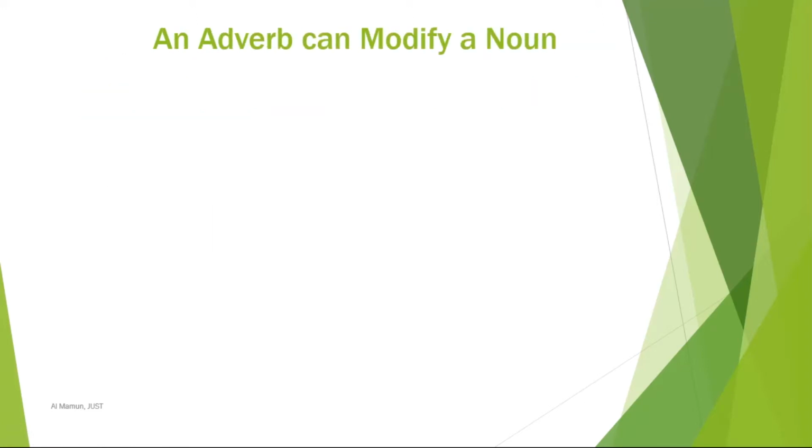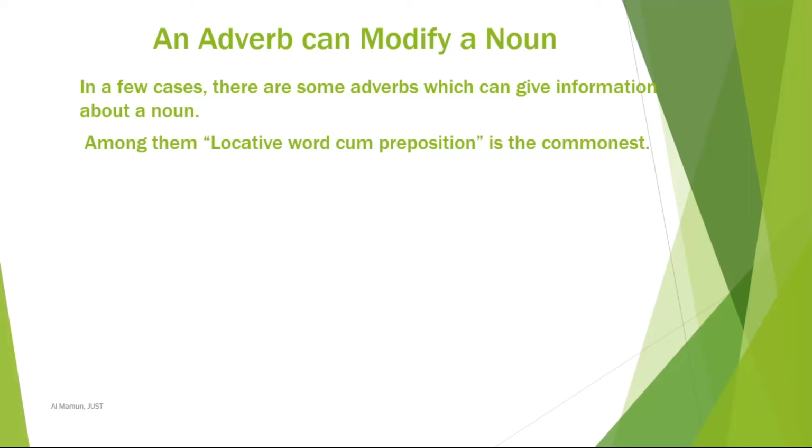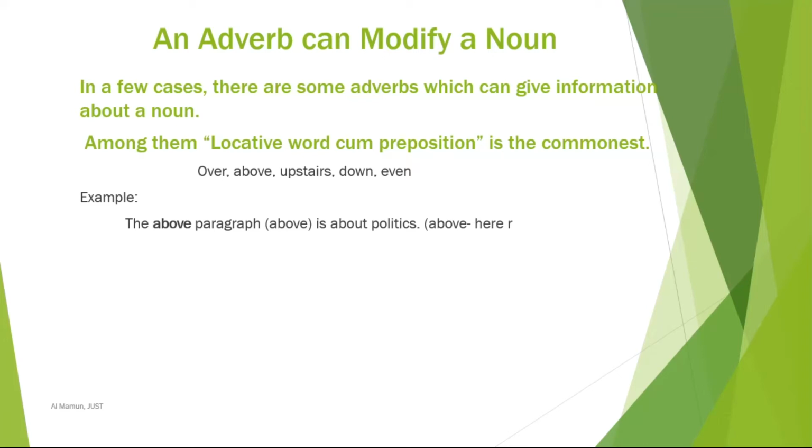Besides them, an adverb can modify a noun. In a few cases, there are some adverbs which can give information about a noun. Among them, locative word cum preposition is the commonest. Locative means referring to location. Over, above, upstairs, down, even. These are the commonest prepositions which are also used as adverbs. Example: the above paragraph is about politics.